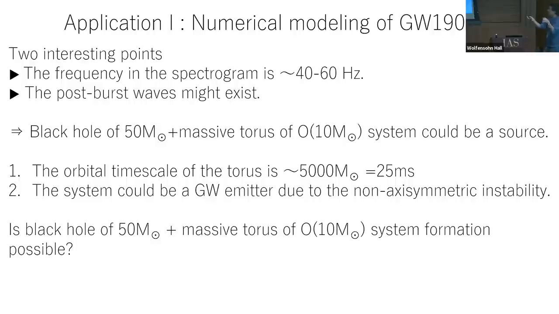Thinking about the black hole and torus system, the orbital time scale of the torus is about 10 times the black hole's mass. So if you assume 50 solar mass, the orbital period becomes 25 milliseconds, which corresponds to 40 hertz. And the other point is that this system, a black hole with a massive torus, could be subject to dynamical instability. With this dynamical instability, a non-axisymmetric structure develops. So the system could be a good gravitational wave emitter. Because this instability is a dynamical one, the gravitational wave frequency should be associated with a dynamical time scale, 40 hertz.